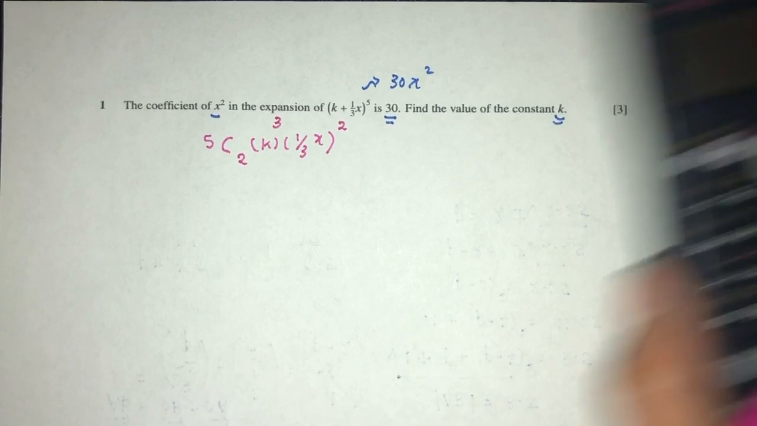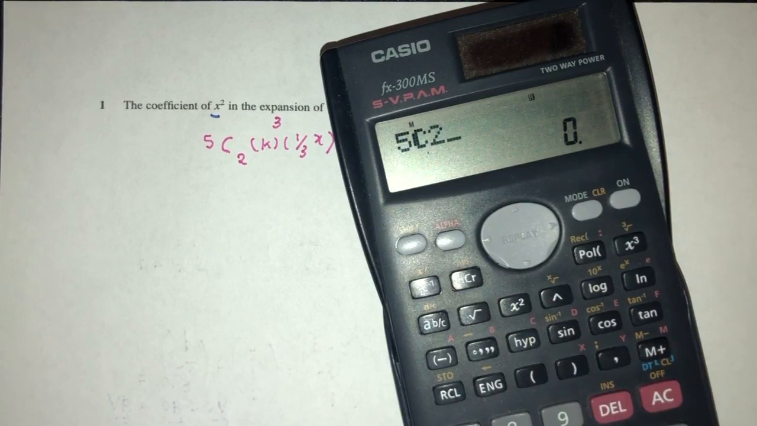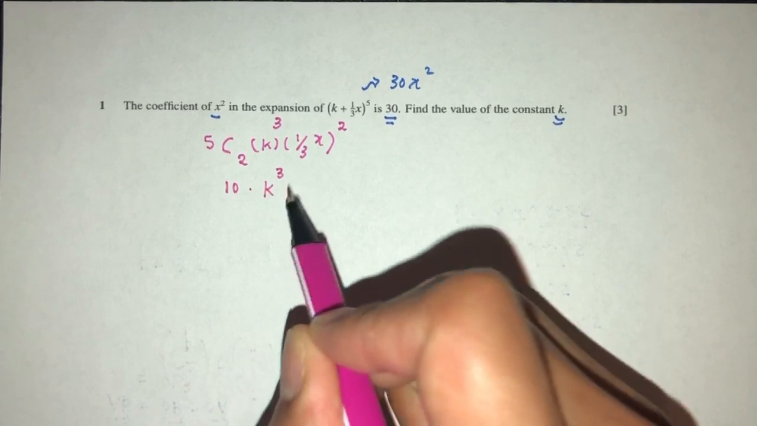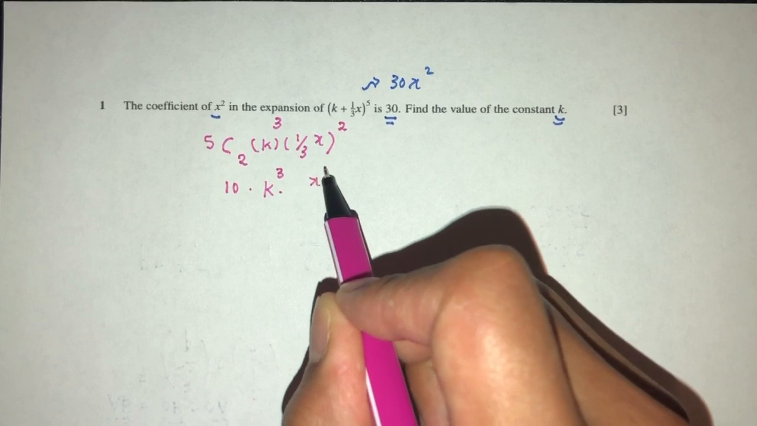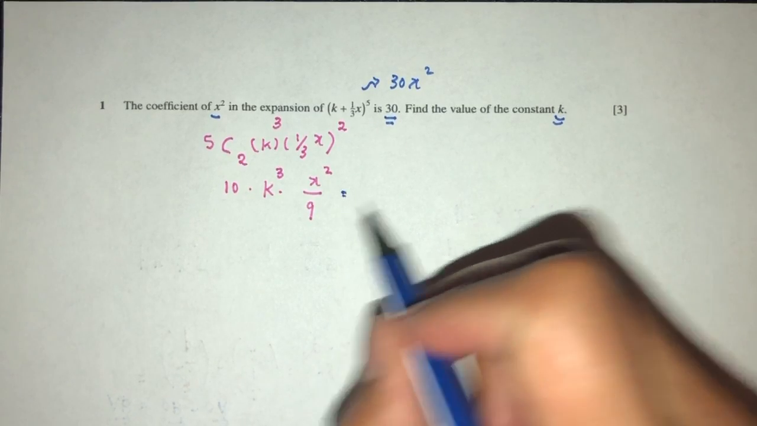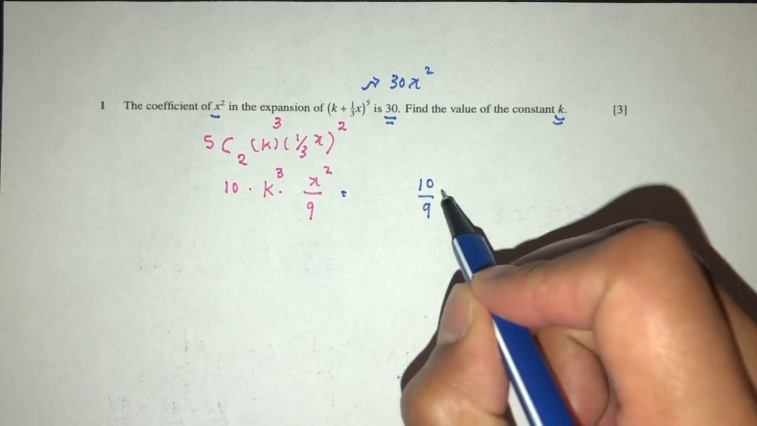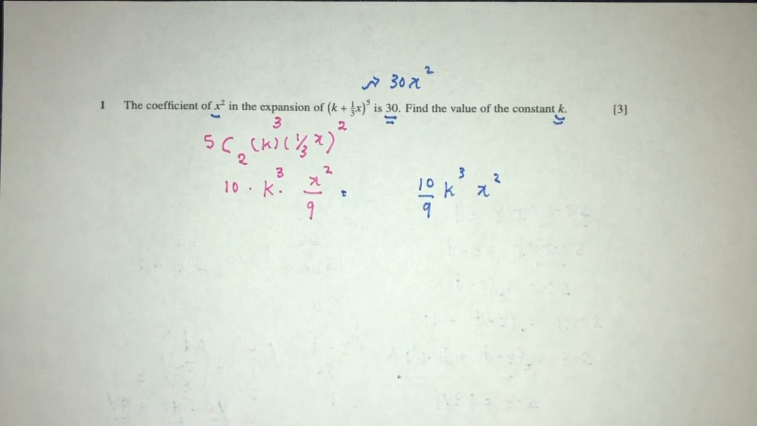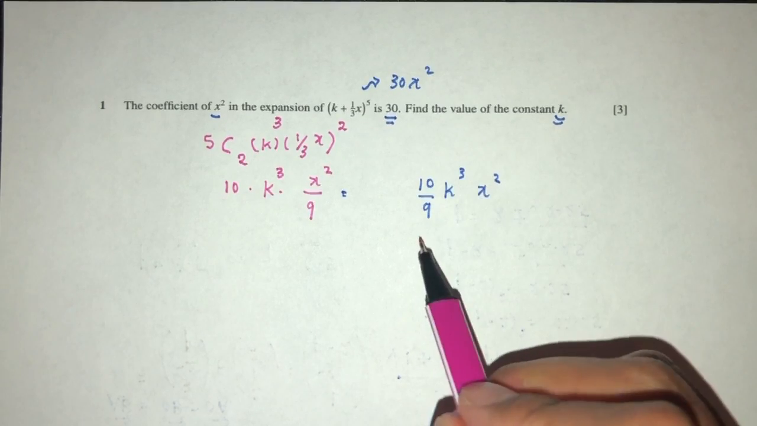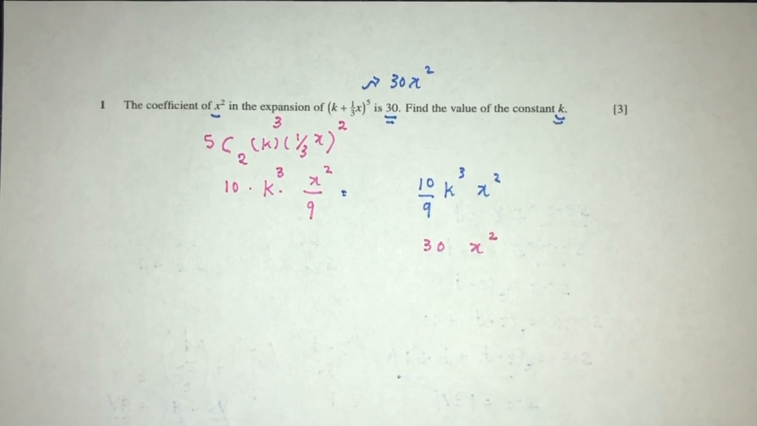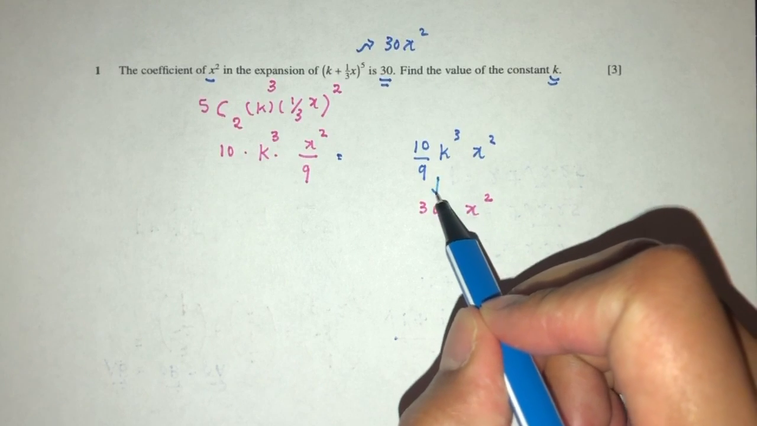So now we can simplify. 5 combination 2, that should be 10. And then we have k power 3 is k cubed times, this will be x squared over 9, because 3 squared is obviously 9. So let's simplify. This will give you 10 over 9 k cubed x squared. But we know the term in x squared is given to you by 30x squared. So by comparison, we can kind of see this.